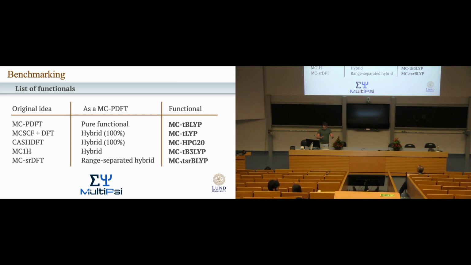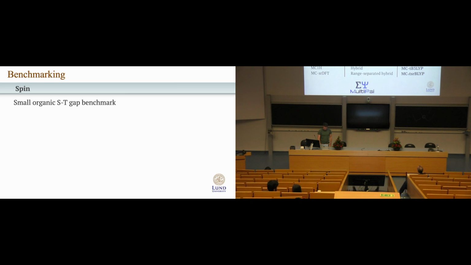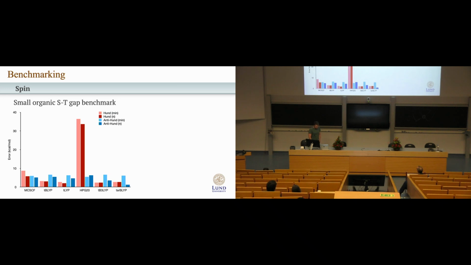So again, we use the same functionals so that we can compare them nicely. Now we will compare them on three different cases: spin, double counting, and dissociation. For the spin, we have this small organic singlet-triplet gap benchmark, which contains both molecules which follow Hund's rule, meaning that the triplet is lower than the singlet, and those which don't, which means that the open-shell singlet is lower than the triplet. And these are the results.